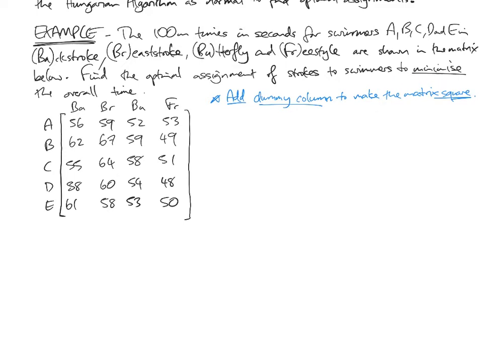So you may remember from previous videos, we used to just have A, B, C, D swimmers and backstroke, breaststroke, butterfly, and freestyle only. So it was a square matrix like this, 4 by 4. Now we have 5 rows by 4 columns. It is not square, so we need to apply an extra step of adding dummy rows or columns, in this case adding an extra column so that we have 5 columns and 5 rows to make the matrix square. Then we apply the Hungarian algorithm. So let's apply that first step.